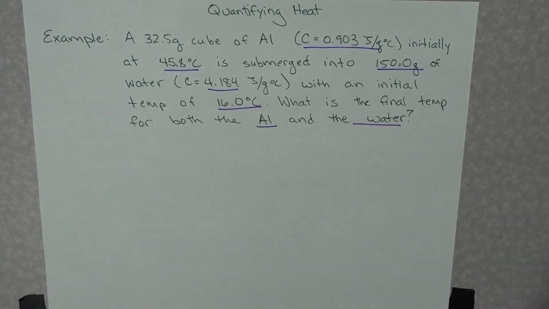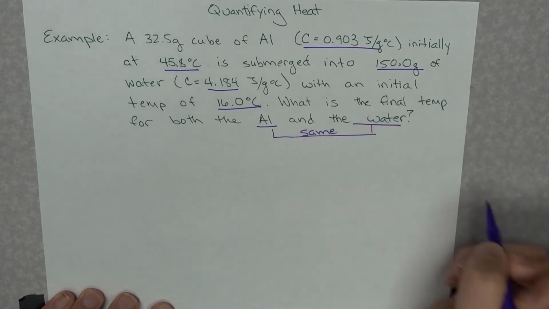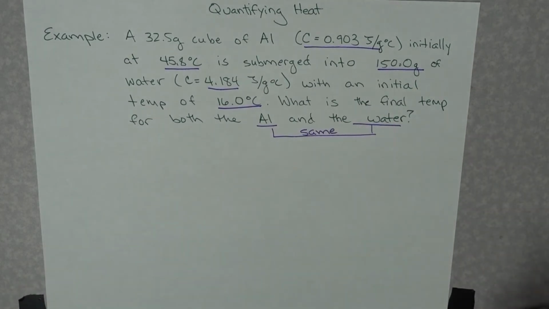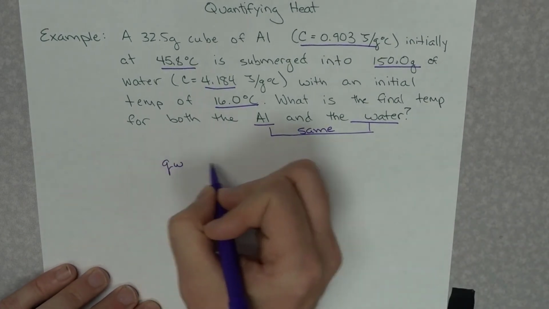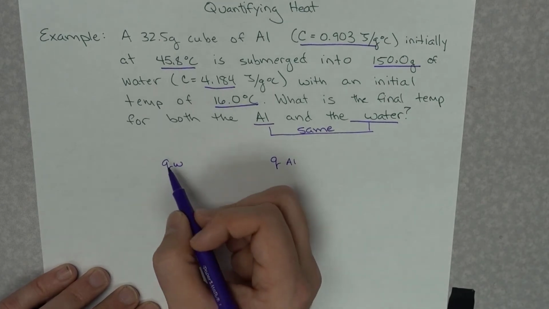So when this is done, these are going to have the same final temperature. Okay, when all is said and done, one is not going to be hotter than the other. That's the point. So I'm going to have a Q for the water, and I'm going to have a Q for the aluminum. Okay, and I'm just going to plug in the things that I know.